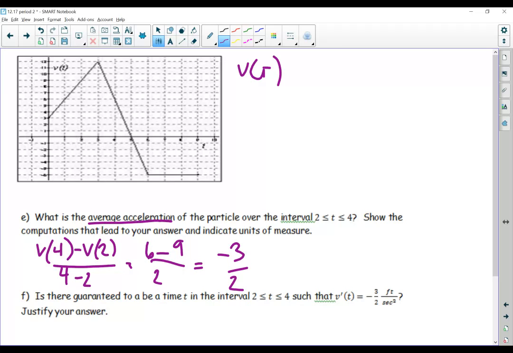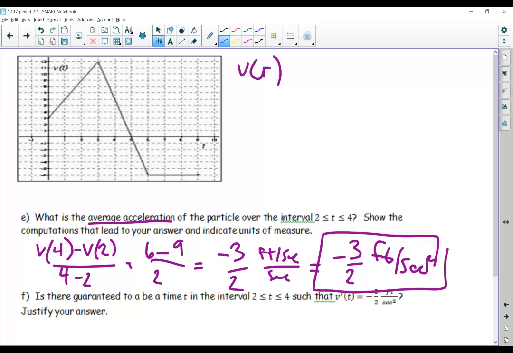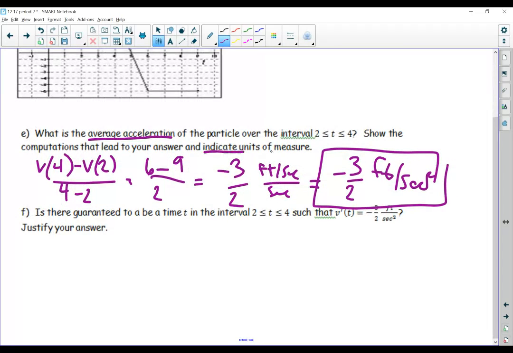And now I have to indicate units. What did I measure velocity in? Feet per second, over time, which is in seconds. So that gives me negative 3 over 2 feet per second squared if I simplify those units. And if they say indicate units of measure, it means they're grading your units of measure.